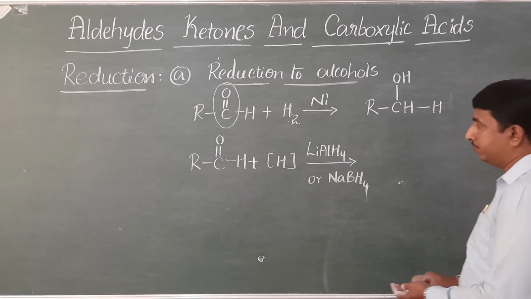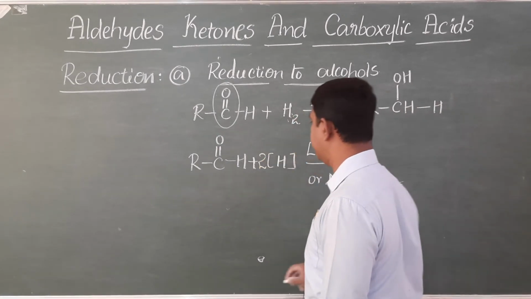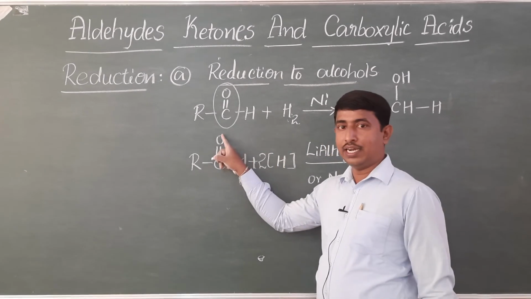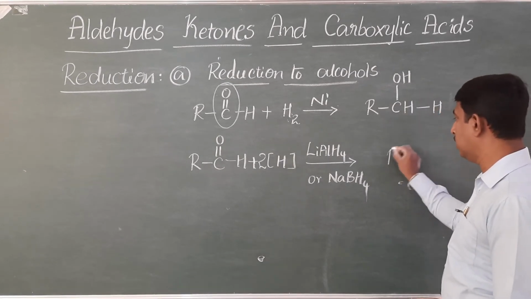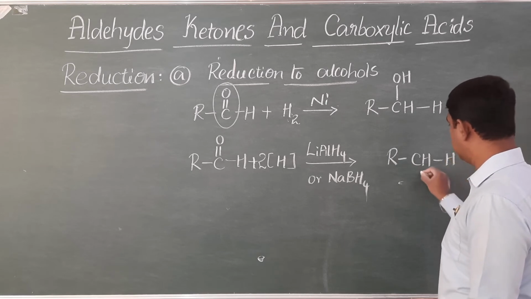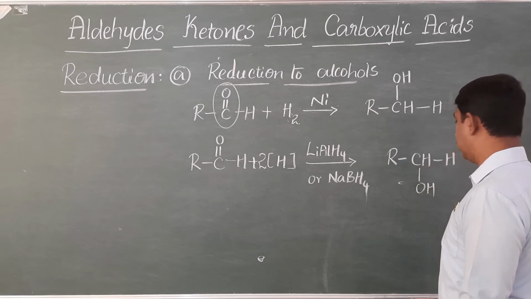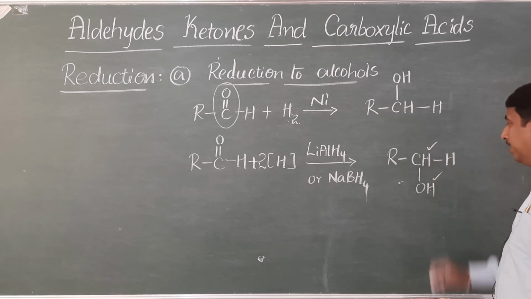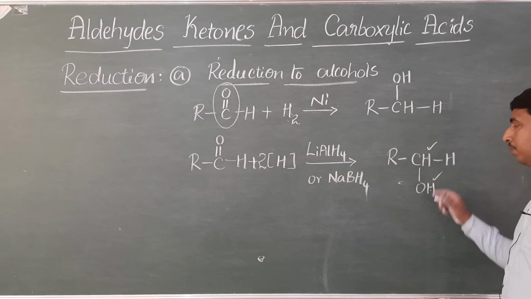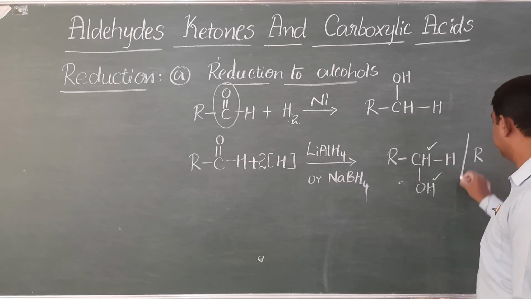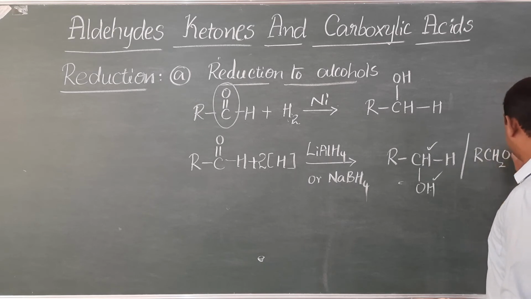Again same thing. Two nascent hydrogens: one of the hydrogens is added to carbon, the other hydrogen is added to oxygen. So it is CH, H, single bond OH. So addition of hydrogen across the multiple bond, that is the carbon oxygen double bond. Again this is a primary alcohol. It is CH2OH, primary alcohol.